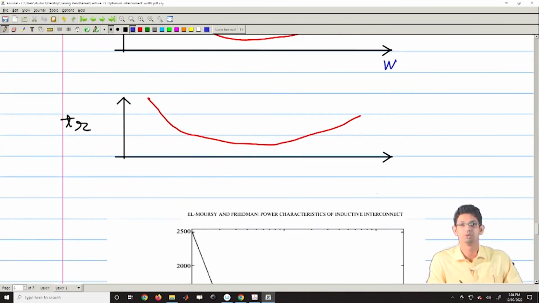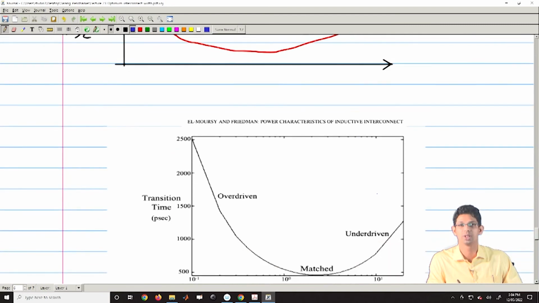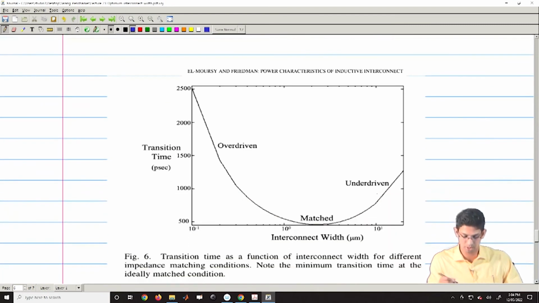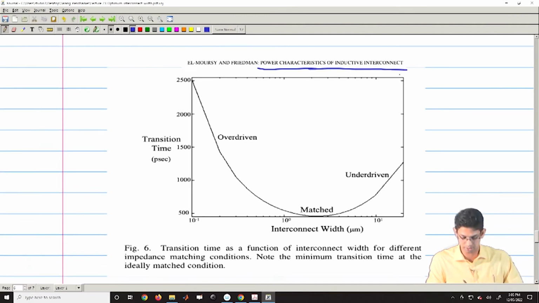Now, let me show you the computational plot from one of the references. In the last lecture, towards the starting, we cited this reference. So, this figure I have taken from A. B. G. Friedman's paper on power characteristics of inductive interconnects. We had cited this paper in the previous lecture.